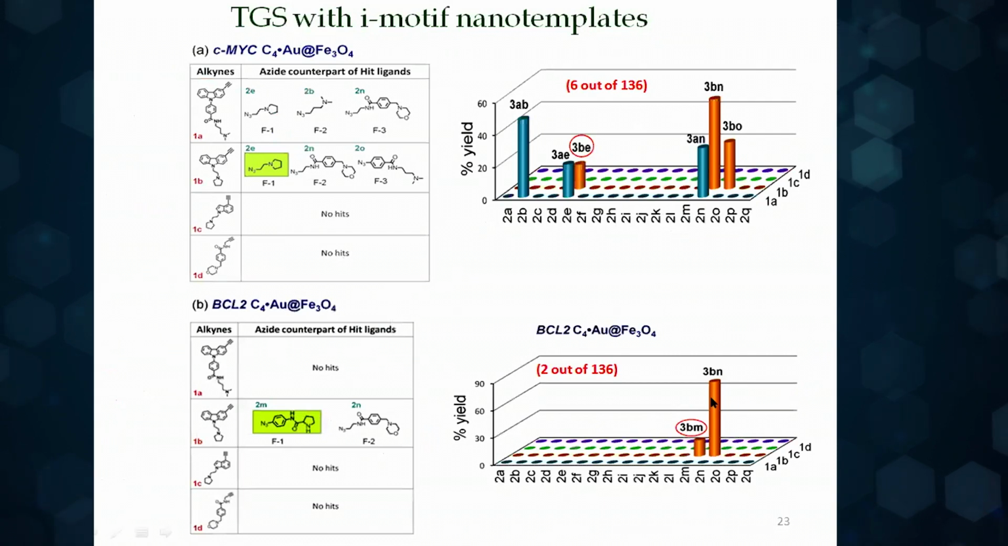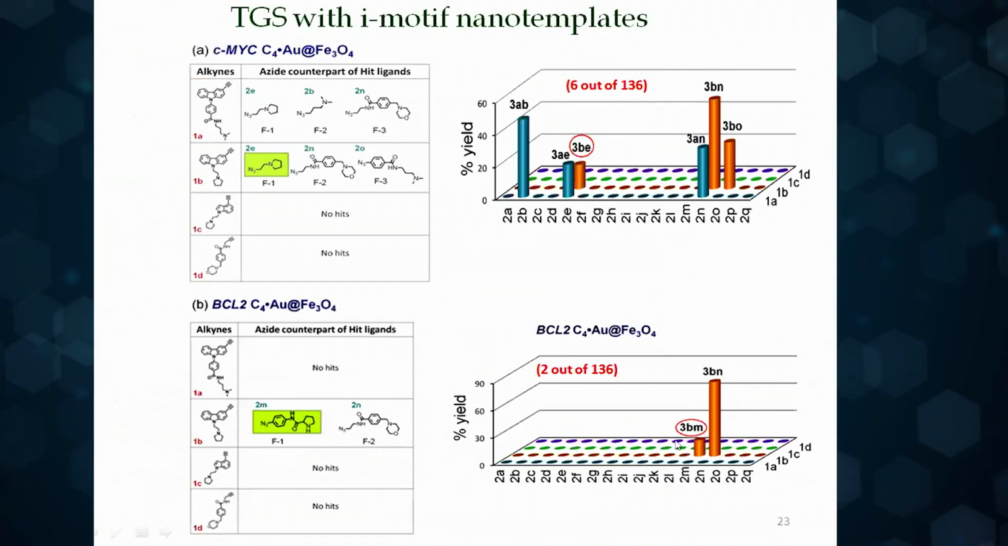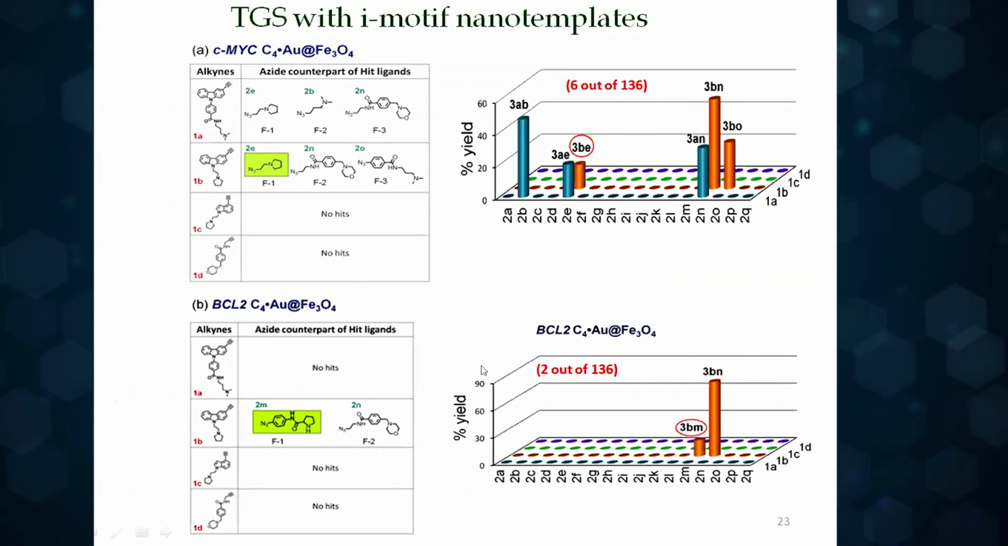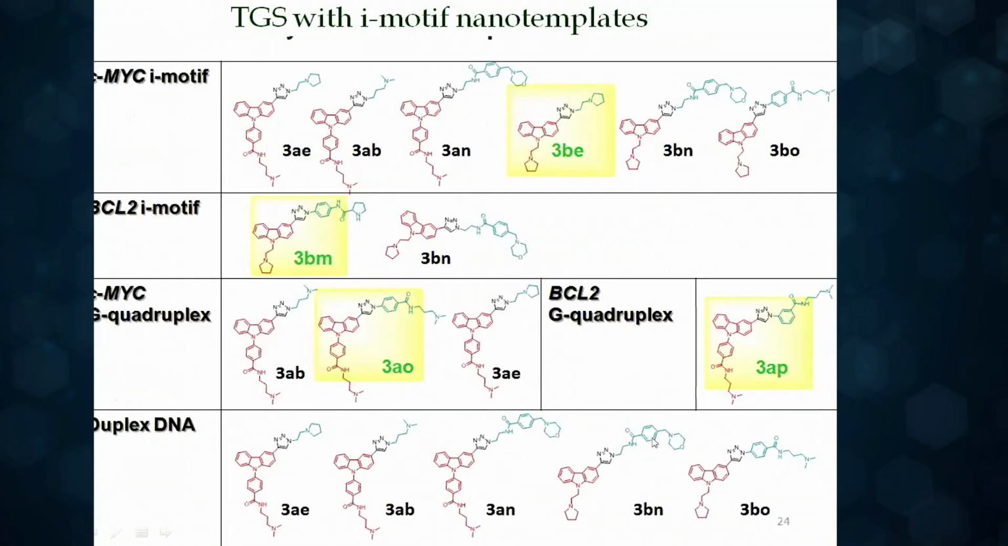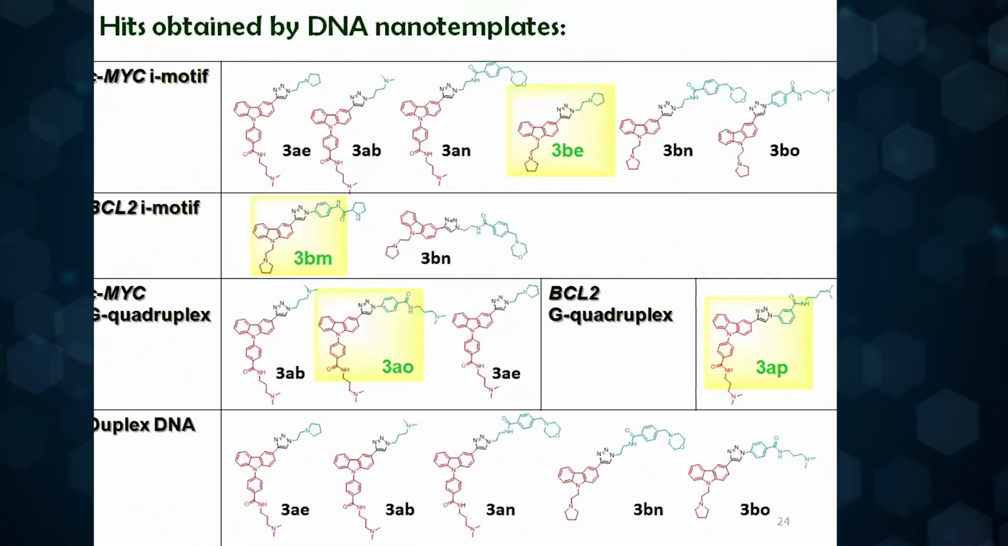So 6 compounds were obtained by the c-MYC I-motif, and 2 triazole hit compounds were obtained by the BCL2 I-motif. The lead compound 3BE, which was derived from alkyne 1B and azide 2E, was selective for the c-MYC I-motif, and the lead compound 3BM, which was obtained from alkyne 1B and azide 2M, was selective for the BCL2 I-motif. So these are the hits obtained by the DNA nanotemplates.